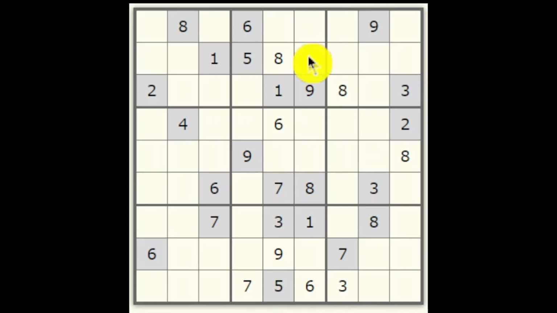Where now can we place a 7 in this row 3? It can't go here because a 7 for this block will have to go here or here. Nor can it go here because of this 7. And it also can't go here because of this 7. So we found a 7, didn't we?